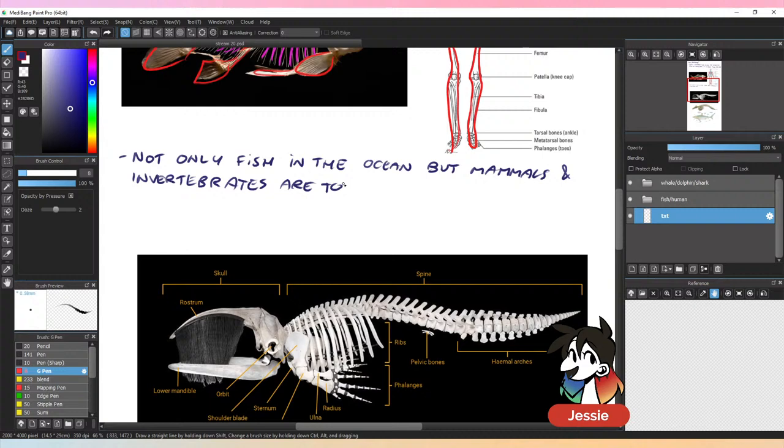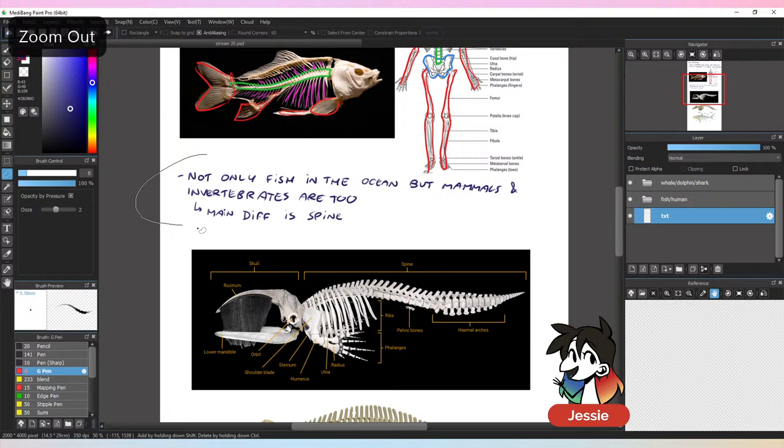Fish, fish, fish. The main difference is the spine, whether they have one or have a severe lack of one. But we'll talk about that after this.